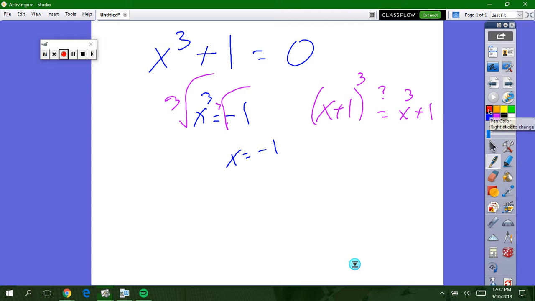Let's plug a value in for x. Pick any value. Okay, I don't like 5, but we can do it. 5 plus 1 is 6. 6 cubed, I think that's 216. Okay, 216. What's 5 cubed? 125 plus 1, which is 126. Are they equal to each other? No, just by doing this, notice they're not equal to each other.